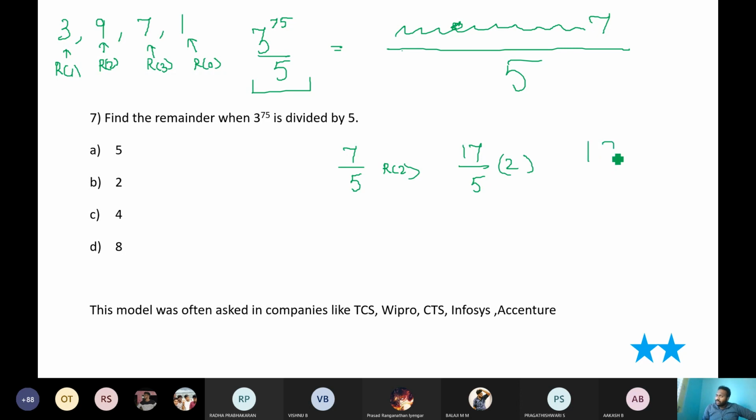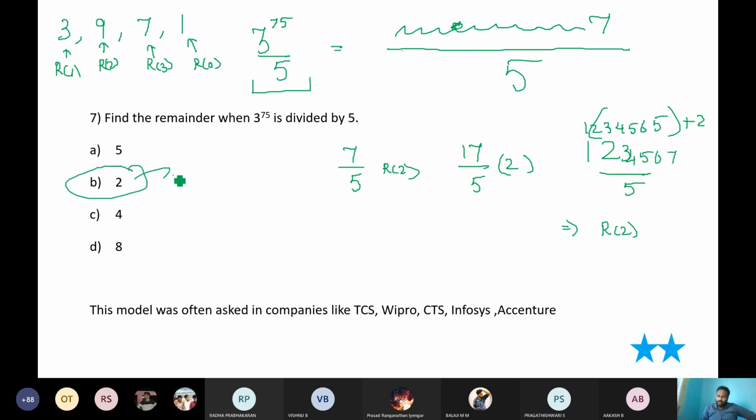Let's say 1, 2, 3, 4, 5, 6, 7 by 5. What will be the remainder? It will definitely be 2 because 5 will be divisible and then 2 will not be divisible. So that is the remainder. So my answer is 2.